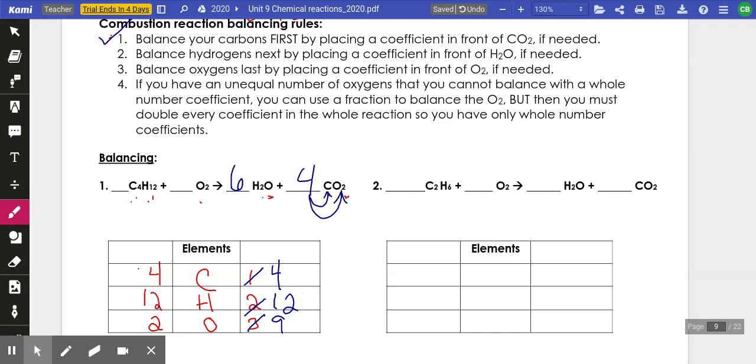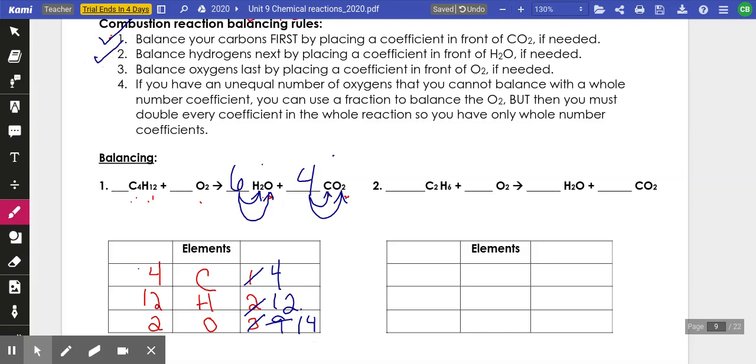Okay, but again, when I put the 6 in front, that changes this. So 6 times 2, that gives me my 12 hydrogens. But I've also now 6 times the 1 oxygen, so that means I have 6 oxygens. So counting up my oxygens total, I no longer have 9 oxygens. I have 6 oxygens coming from my water and 8 oxygens coming from my carbon dioxide, which now means that I have a total of 14 oxygens. Okay, so now I've taken care of my step 2.